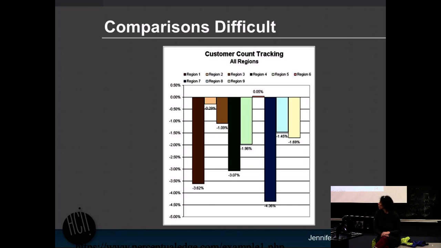Here's another one that I think is problematic. So this is customer account tracking across many different regions. Why would you want to track customer accounts across regions? What's the obvious reason you would do that? What's the goal of the person viewing this? Well, if you wanted to change a marketing strategy in a specific region, it's not clear why you need the other ones.